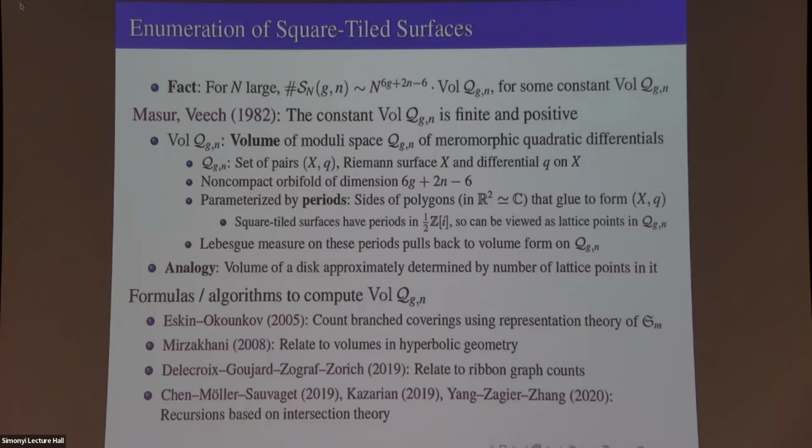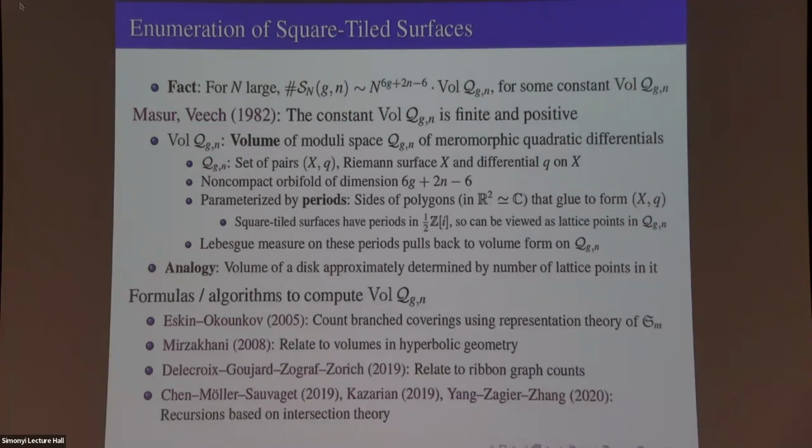As I mentioned before, the analogy is that if I take the volume of some disk and I try to count the number of lattice points in it, it's going to scale like my discretization, my epsilon inverse, to the dimension of this disk. So that's where you have this N to the 6g plus 2n minus 6 times some constant, and that constant is this volume.